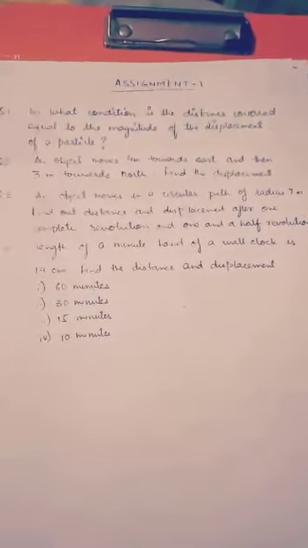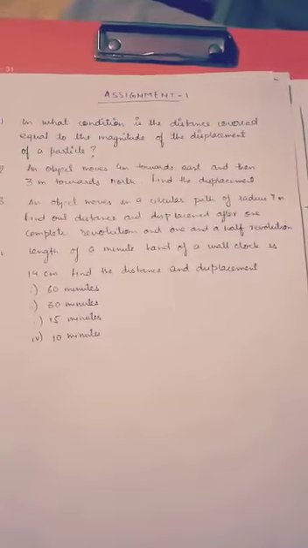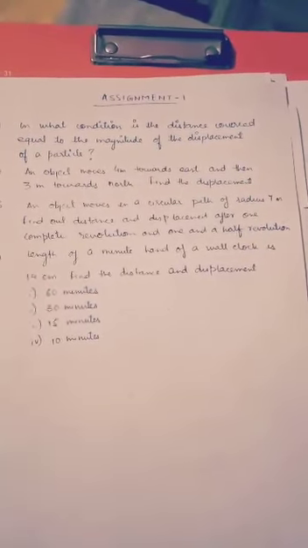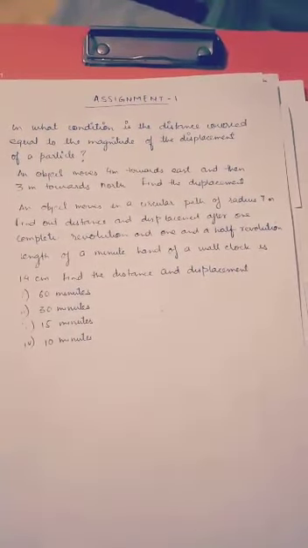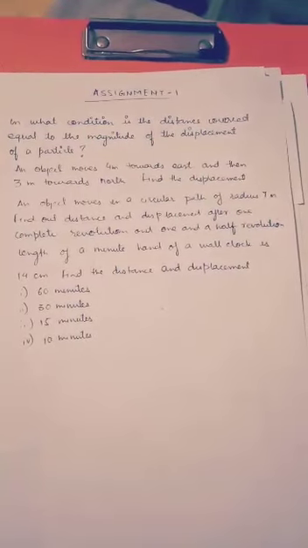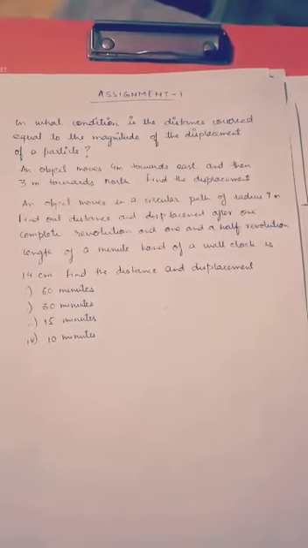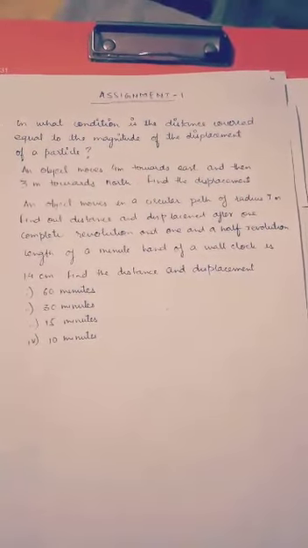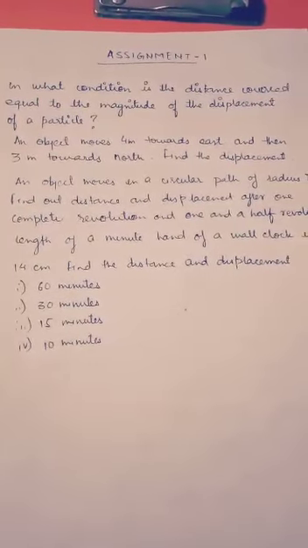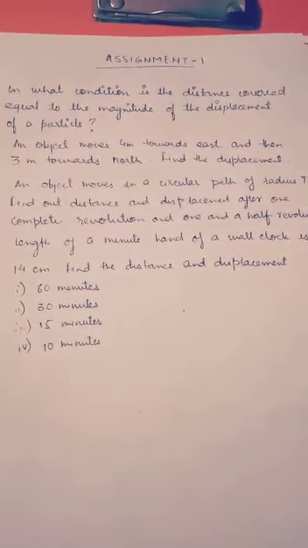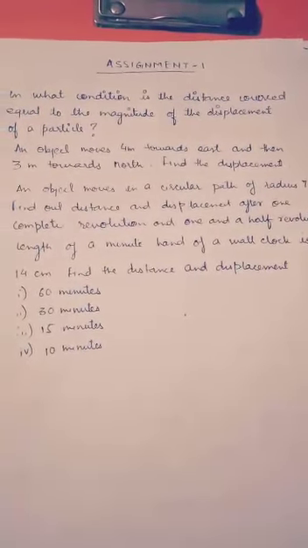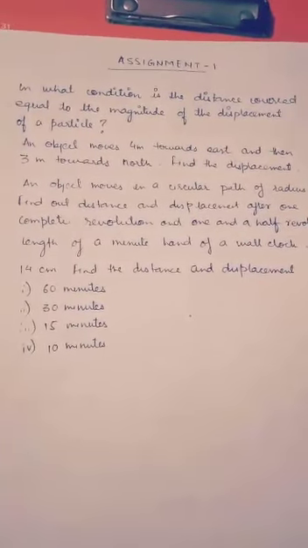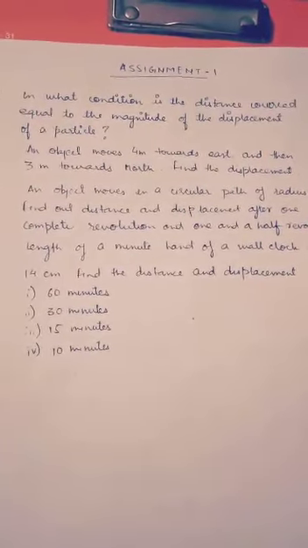The fourth one: the length of the minute hand of a wall clock is 14 centimeter. Find the distance and displacement after 60 minutes, then 30 minutes, 15 minutes and 10 minutes. After every interval, how much distance and displacement will it cover? Draw a clock and then you can easily do the numerical.